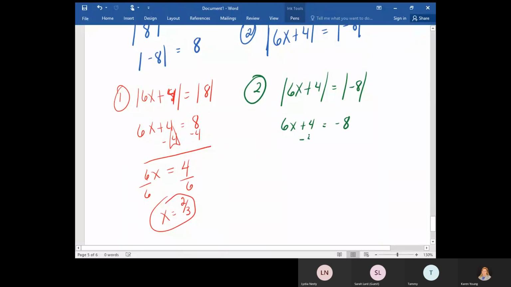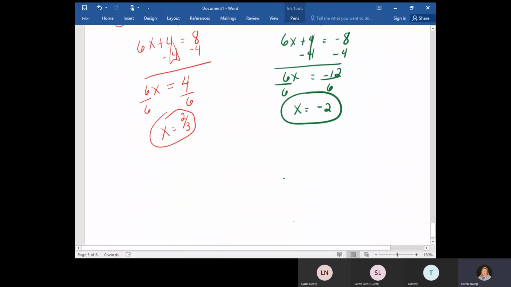I want to subtract 4. The 4 is canceled. -8 minus 4 is -12, divided by 6. So x equals -2. So there's two different options for x. So they're both equal to those. So I'm going to check them.